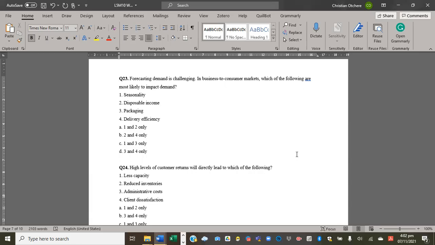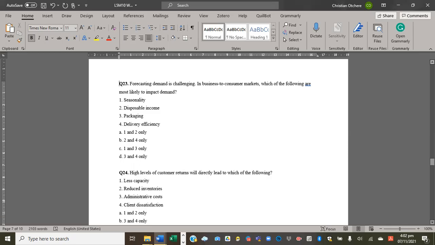So factors that influence demand. Yeah, I think seasonality is one. I was even thinking about seasonality and delivery efficiency, but I don't see any 1 and 4. So I will go for disposable income. Basically, disposable income is how much the customers have to buy. If I have more money to buy items, so why not? I'll go and buy it. Yeah. So 1 and 2.